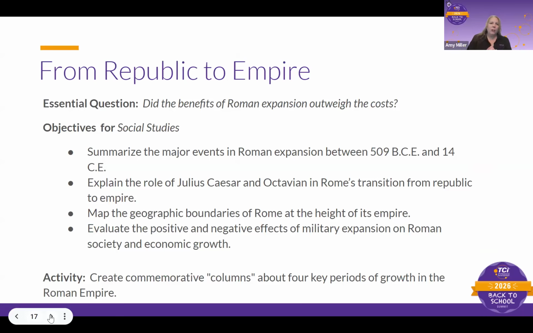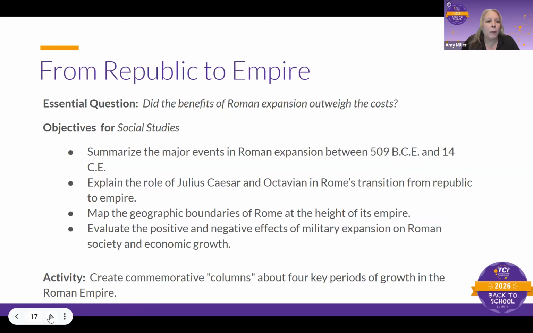Rome. Alrighty, so this lesson in Rome, from Republic to Empire, really asks kids to analyze and evaluate Roman expansion because they're going to look at Roman expansion and they're also going to have to look at the opportunity cost of that and who gained and who lost each time Rome expanded. And so they are going to get the historical summarization of the major events in Roman expansion. They're going to explain the role of Julius Caesar and Octavian. We've got some geographic boundaries that we're going to map, but really the heart of this and the higher level thinking is for them to evaluate the positive and negative effects of military expansion on Roman society and economic growth.